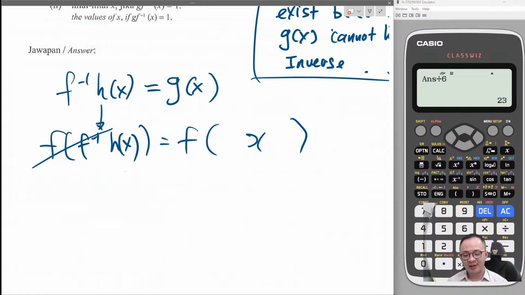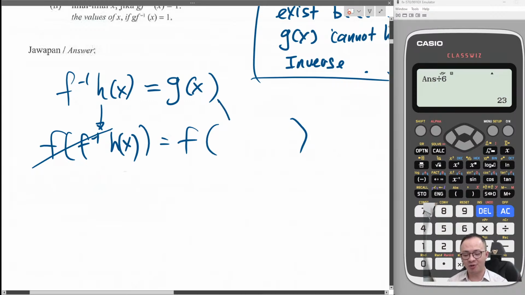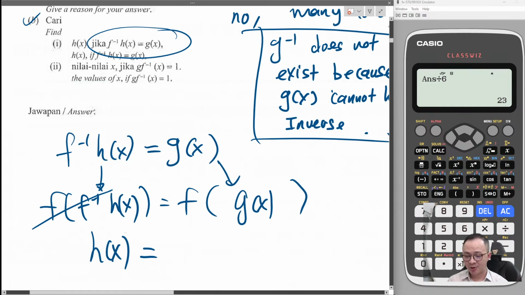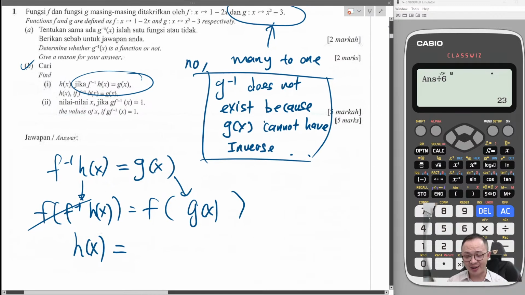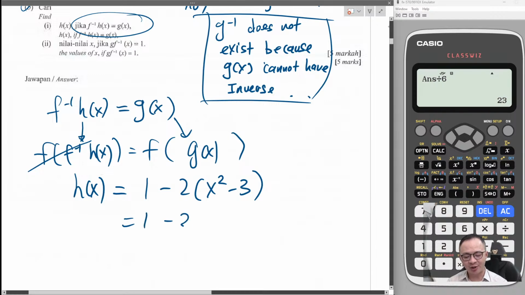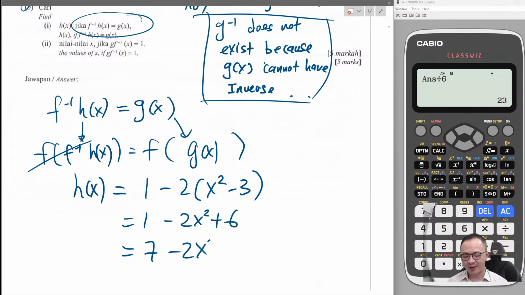So then here, I also need to substitute g(x) into here. So h(x), I will do fg(x). If I want to do fg(x), I think it's not too hard, since g(x) is on the top. So 1 minus 2 times (x squared minus 3). Okay, so this one will be 1 minus 2x squared plus 6, 7 minus 2x squared. Done. This is h(x).